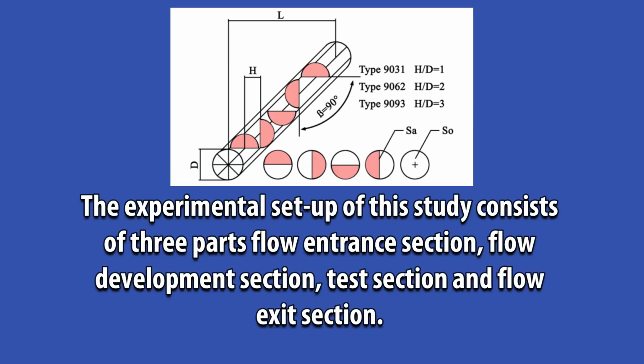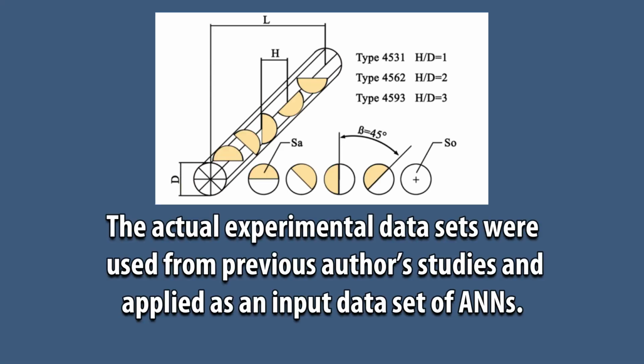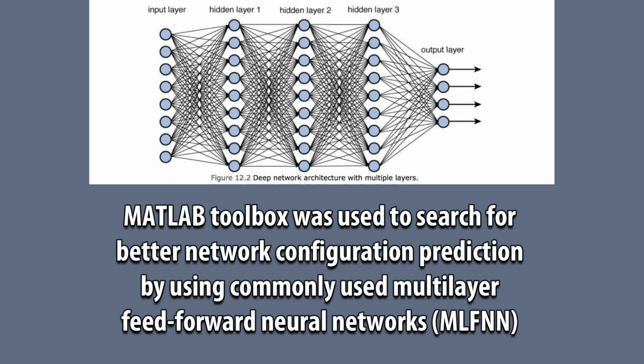The experimental setup of this study consists of 3 parts: flow entrance section, flow development section, test section, and flow exit section. The actual experimental data sets were used from previous authors' studies and applied as an input data set of ANNs. MATLAB Toolbox was used to search for better network configuration prediction by using commonly used multilayer feed-forward neural networks, MLFNN.